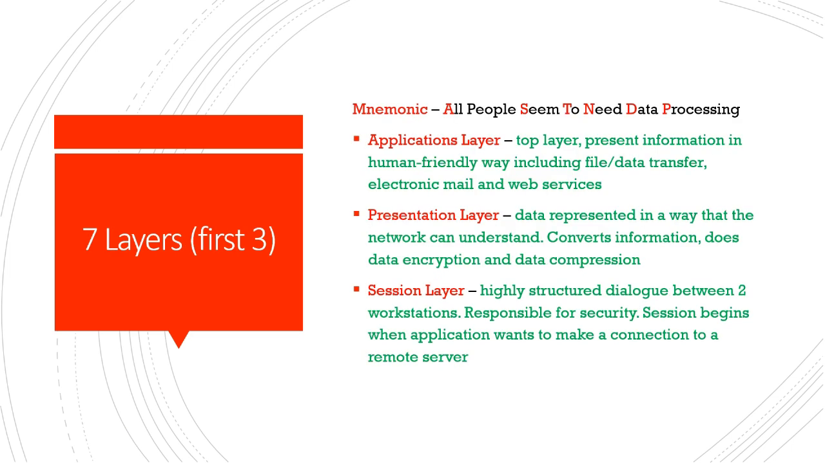And a mnemonic to remember all the layers of the OSI model, because there are 7 layers, is: All People Seem To Need Data Processing. So A stands for application, P stands for presentation, S stands for session, T stands for transport, N stands for network, D stands for data link, and P stands for physical. So we'll start off talking about the application layer.